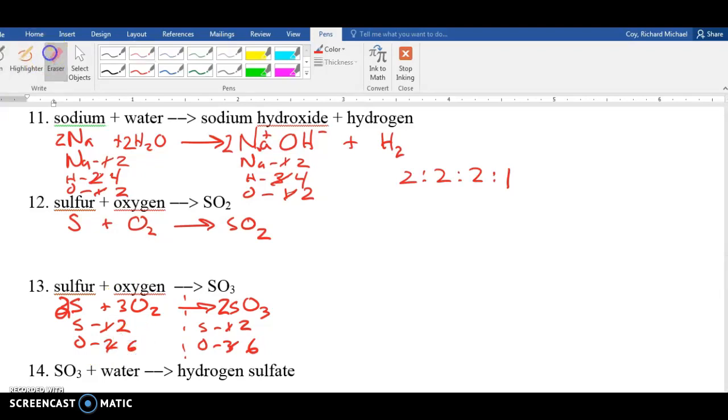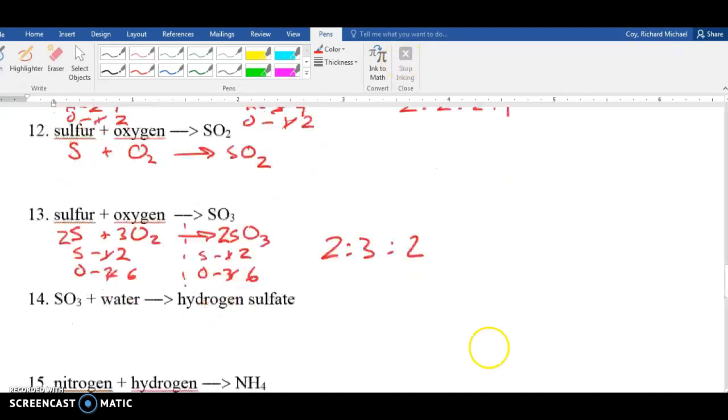Clean that just a little bit. And fix it again. Remember, I'm putting a 2 there. So that's 2, 3, 2. You guys are doing great.